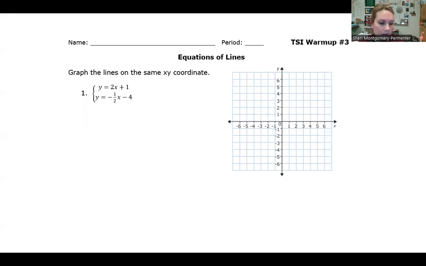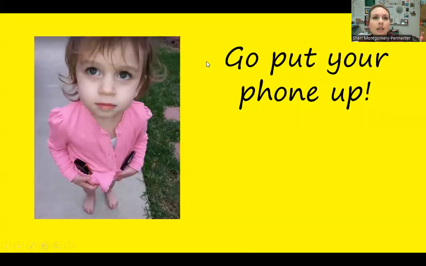So like the warm-up, what we're doing today is graphing lines, but they're special kind of lines.